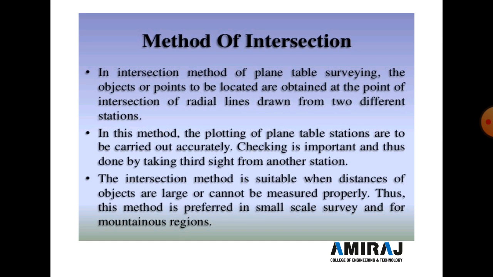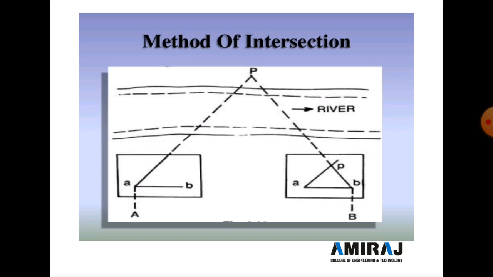Now the next method is the method of intersection. In this method we discuss from the figure. This type of method is generally used when there is an obstruction like a river. So this is the river, with point P on one side of the river and the two points A and B on the other side.